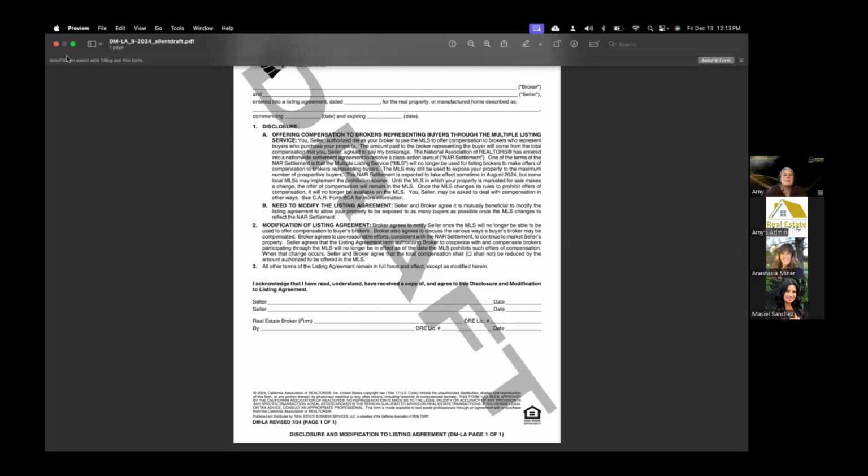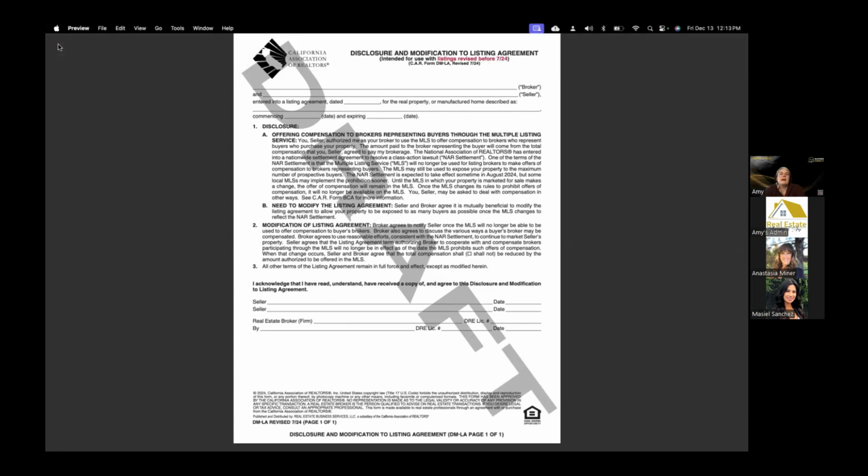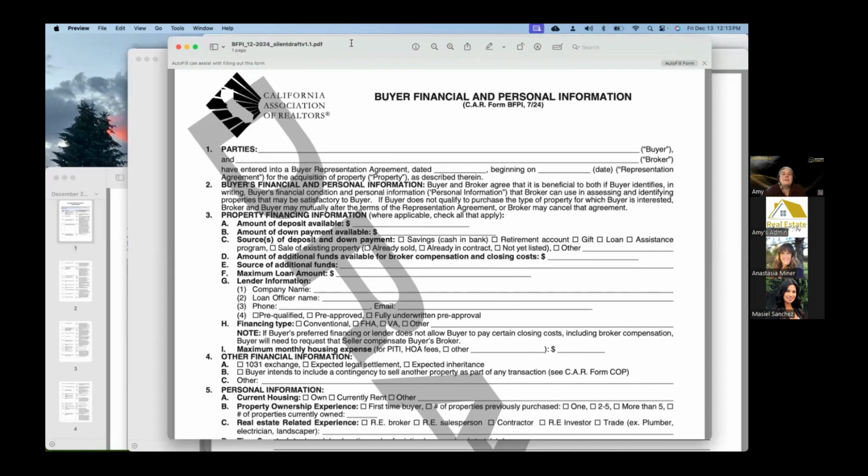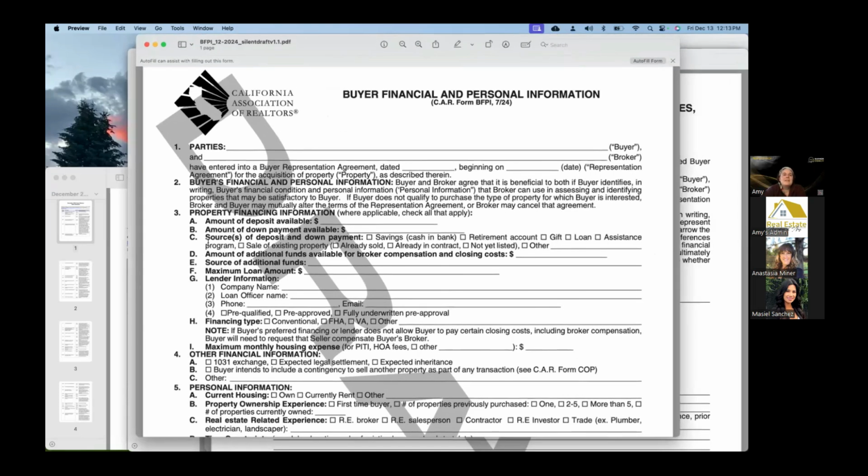I was going to skip it, but I got sucked into it. So there you go. Because most of our listings are now signed after that date. Although I do still have one that I need that signed for. But anyways, moving on to our next form.